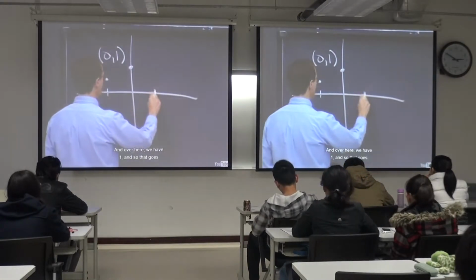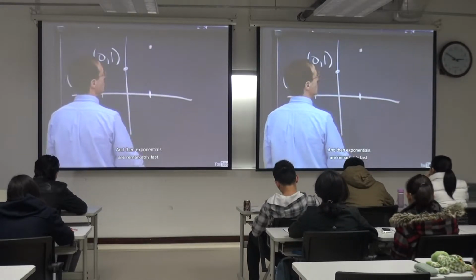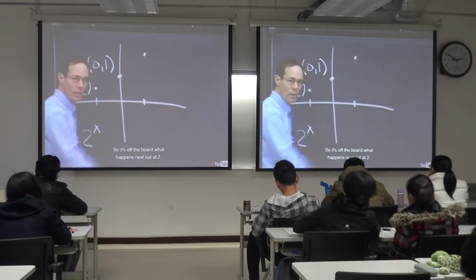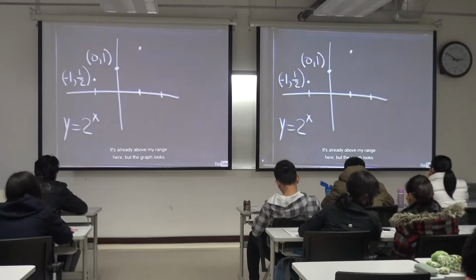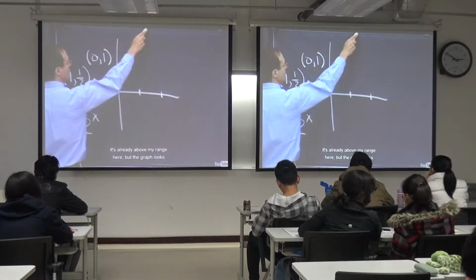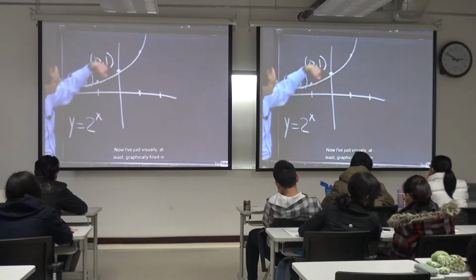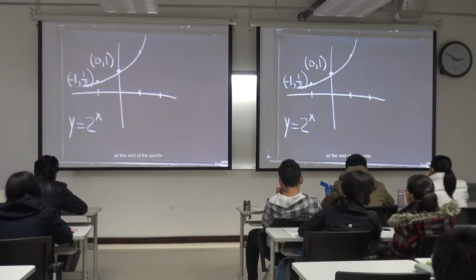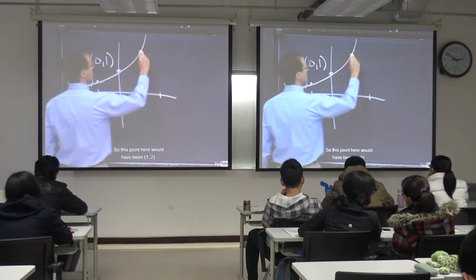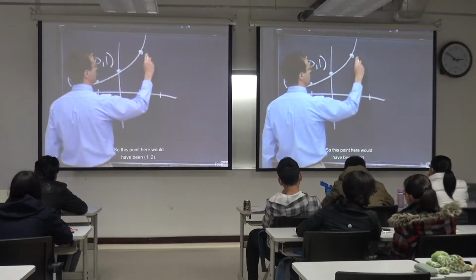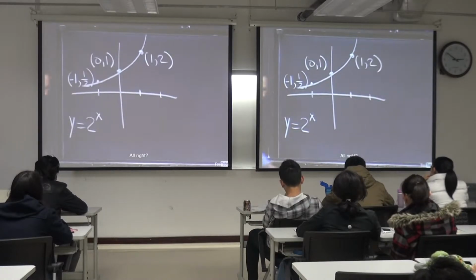And over here we have 1. So that goes all the way to 2. And then exponentials are remarkably fast, so it's off the board. What happens next? Now at 2, it's already above my range here, but the graph looks something like this. All right? Now I've just visually, at least, and graphically filled in all the rest of the points. You have to imagine all these rational numbers. So this point here would have been 1, 2, and so forth.